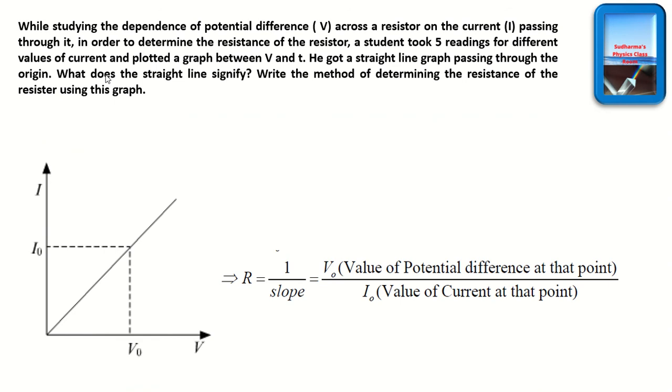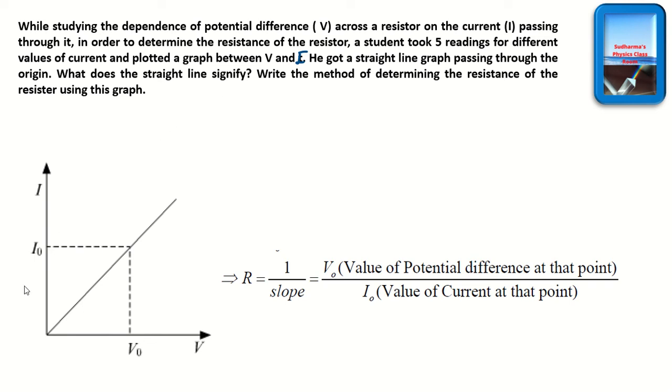Then, next question. While studying the dependence of potential difference across a resistor on a current passing through it, in order to determine the resistance of the resistor, a student took 5 readings for different values of current and plotted a graph between V and I. Between V and I, he got a straight line graph passing through the origin. What does a straight line signify? Write the method of determining the resistance of resistor using this graph.